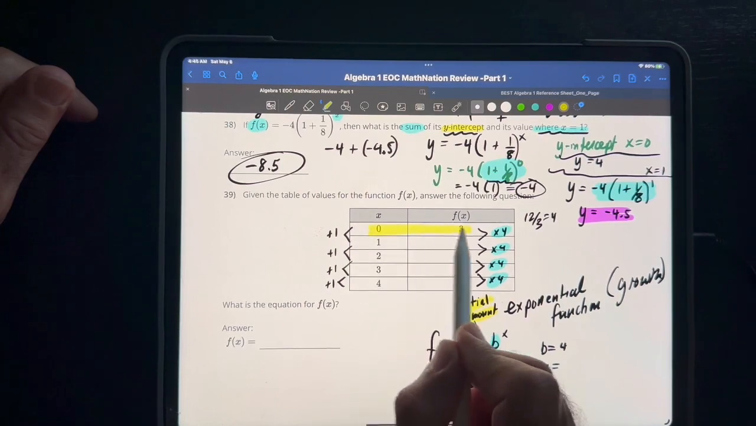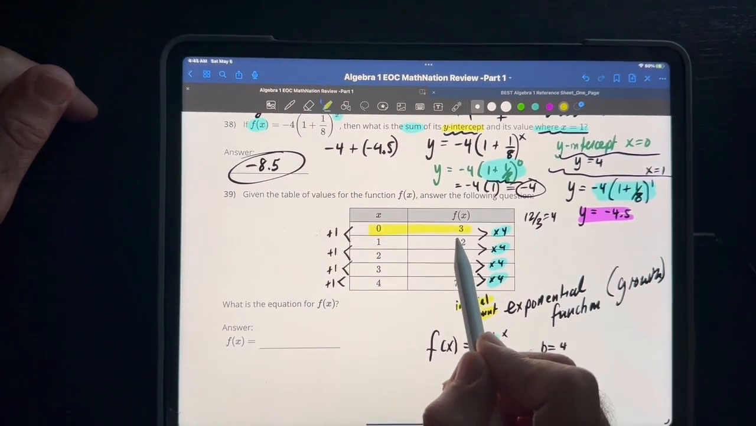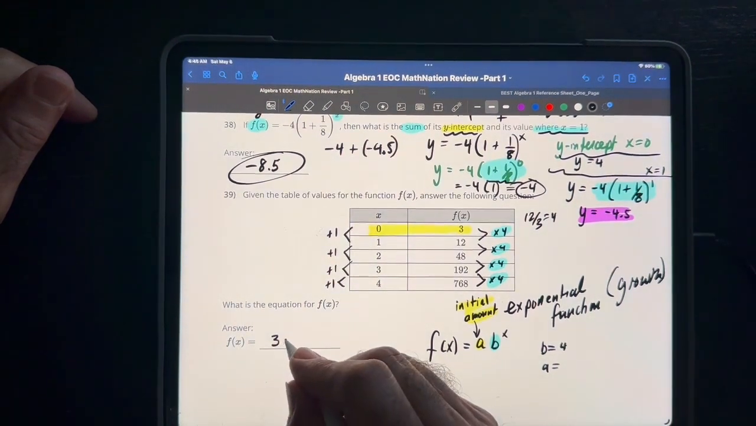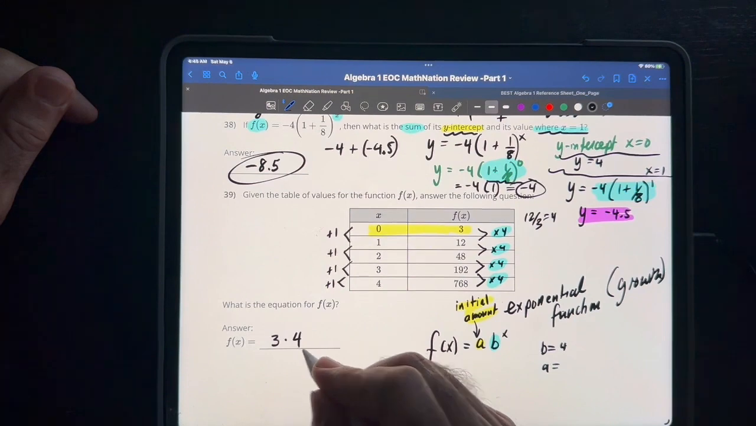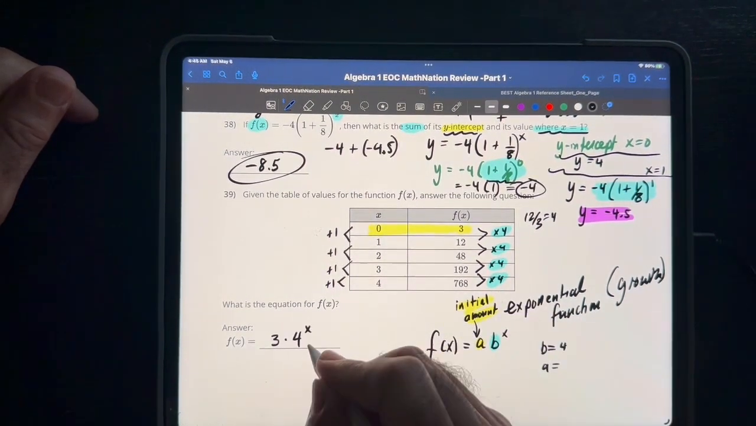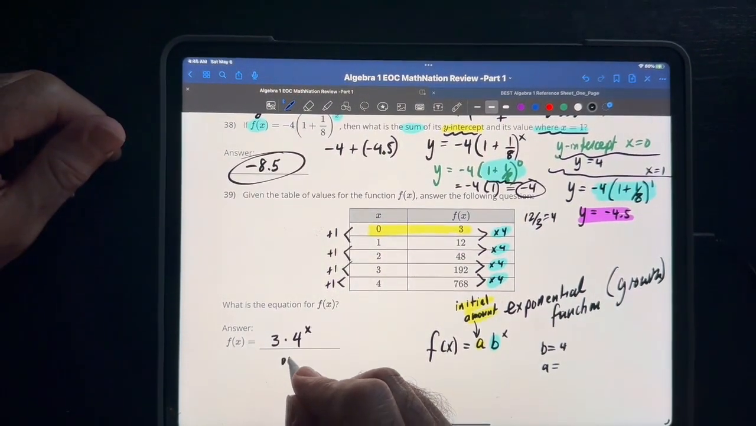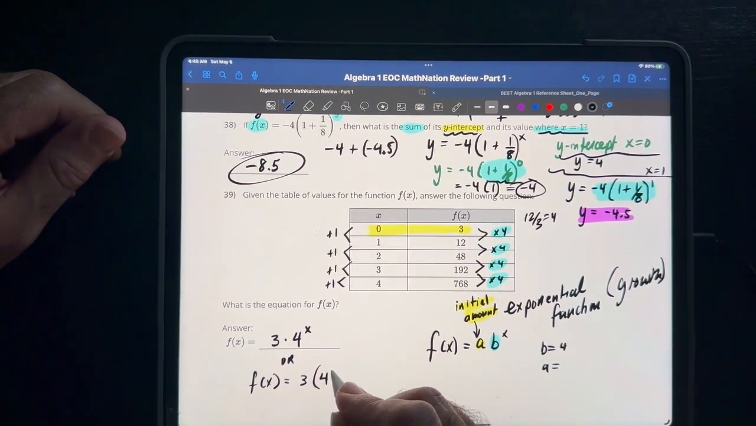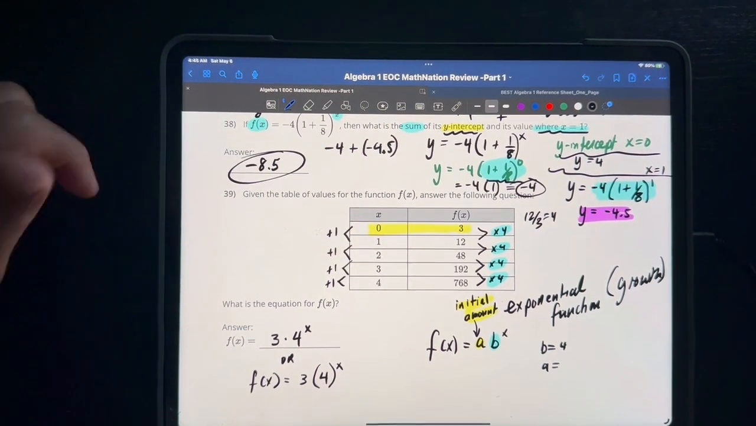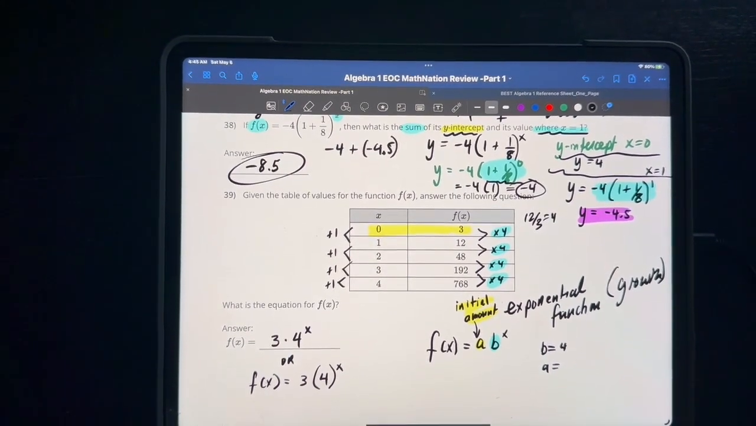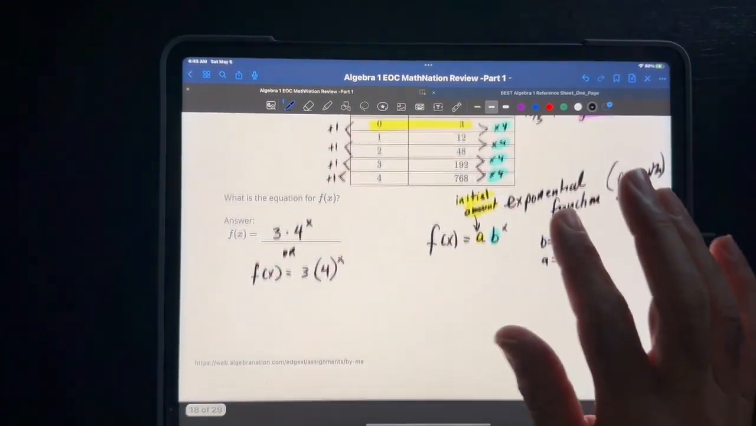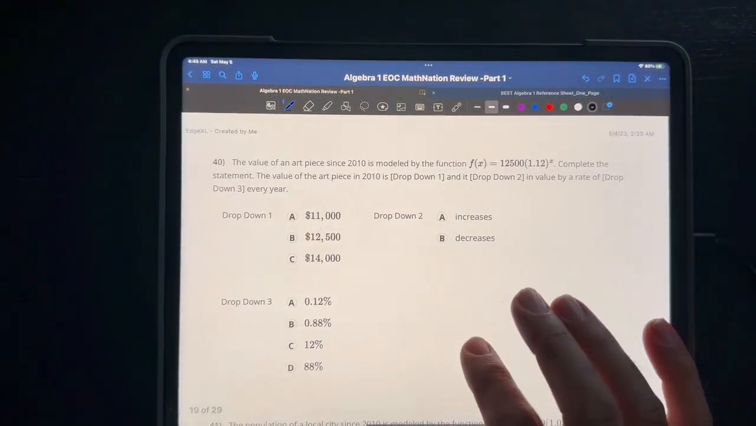So when x equals 0, that's the beginning amount. I started off at 3, okay? So you'd put 3, and then you could put times 4 to the x power. That's it. Put it like that. Or you could put it as f of x equals 3 parentheses 4 to the x power. You could put it like that too. Either one. It's the same answer. All right? All right, moving on to 40 now. One more here. Whew, it's been a lot.